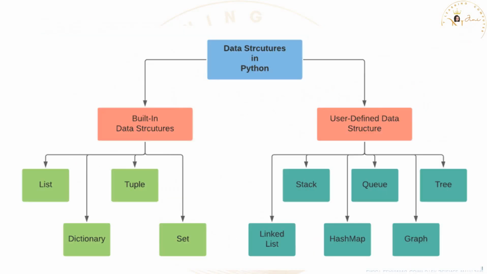Now there are different types of data structures in Python. We have built-in data structures and user-defined data structures. Built-in data structures are already available: list, tuple, dictionary, set, you all know. For user-defined data structures, we have stack, queue, tree, linked list, hash map, graph. Among these user-defined data structures, we'll be learning only stack implemented using list.